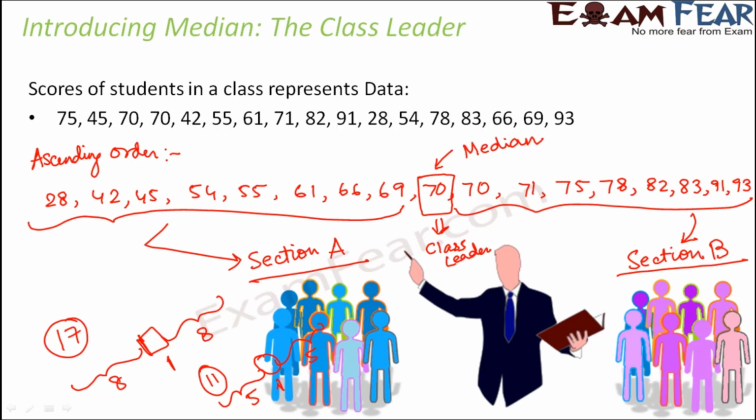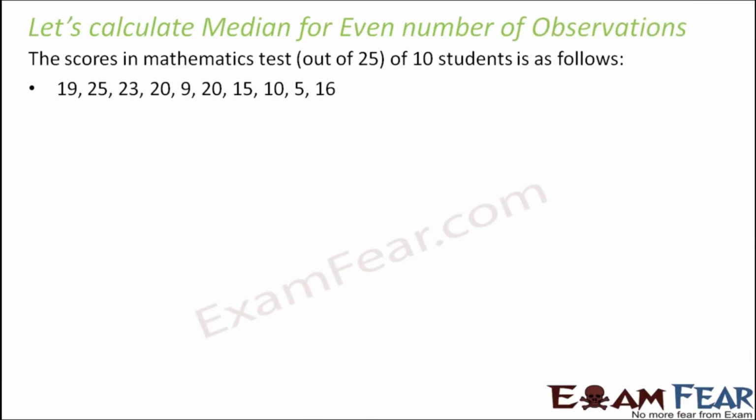Now, the question is, what would happen if instead of an odd number of data, we have an even number of data? Instead of 17 students in a class, if we have 16 students in a class, how do we calculate the median? So let us try to calculate the median for an even number of observations. Let's say that the scores in a mathematics test of 10 students are as follows. So this is data for 10 students and we have to find out the median.